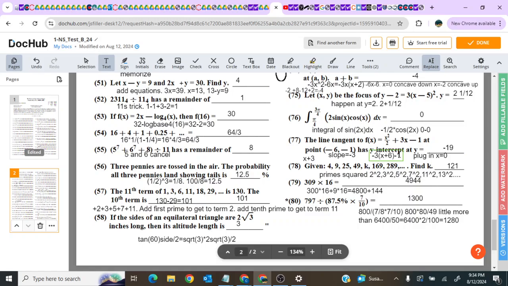Given 4, 9, 25, 49, k, 169, 289, find k. Well, this is 2 squared, 3 squared, 5 squared, 7 squared, 13 squared. These are all the primes squared, so k is 121.